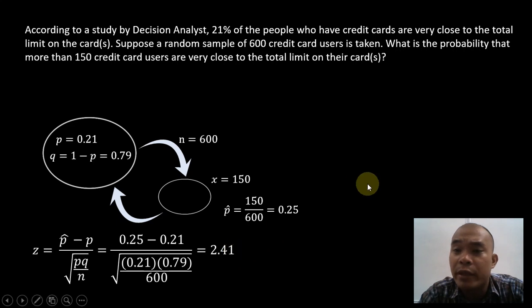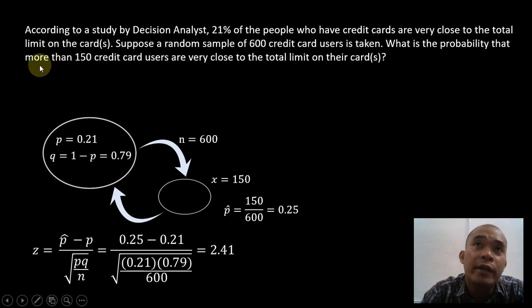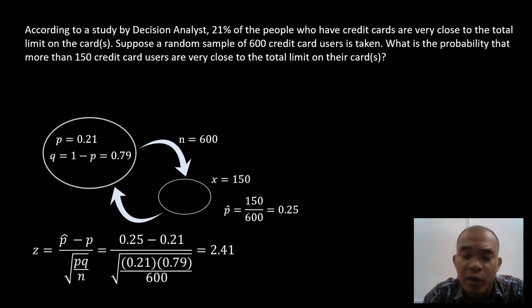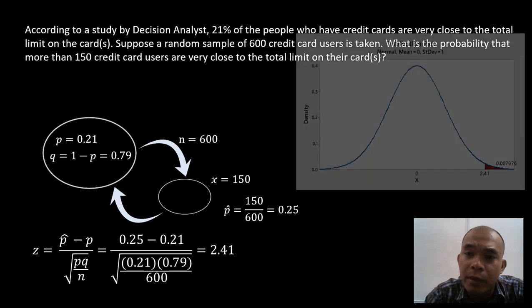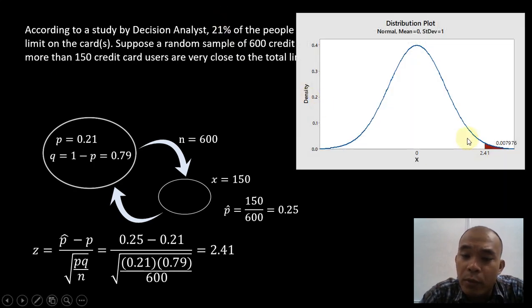And then what's our keyword here? The problem is asking us to solve the probability of more than. So more than, that's going to the right. If we plot the distribution in this problem, this 2.41 here and then going to the right, we will solve for the probability under this curve.